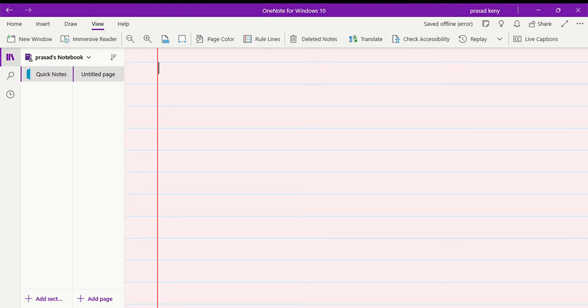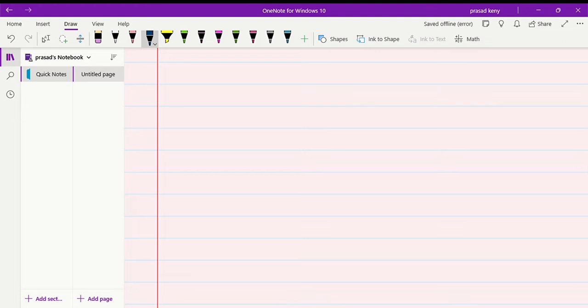Hello students, in the last class we have seen how to sketch a quadratic graph. So today we'll see another problem on the same topic, that is sketching the quadratic graph.